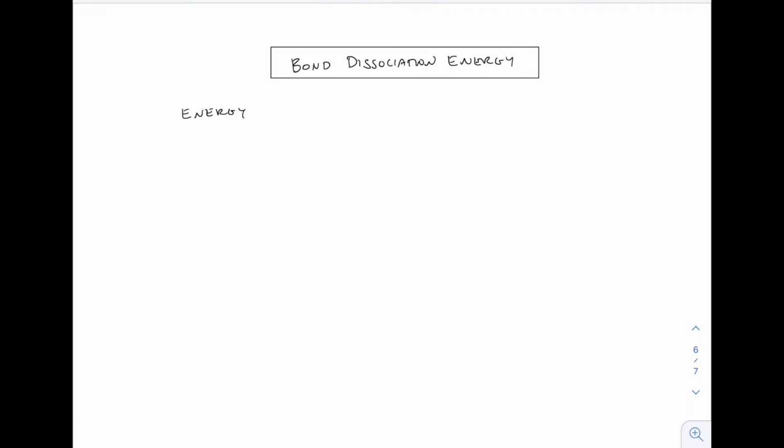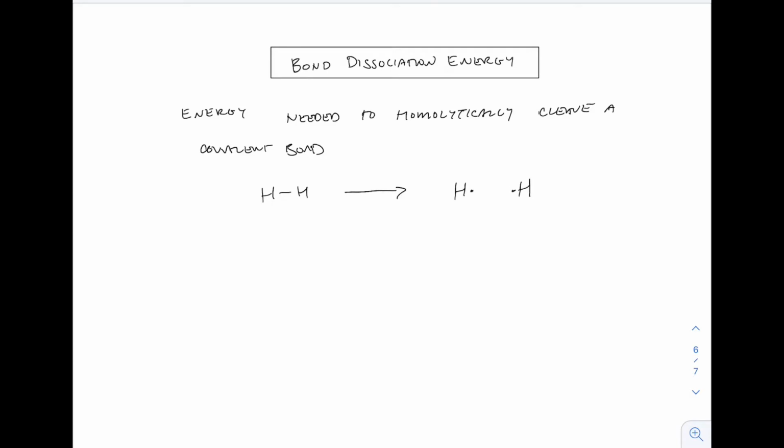Today we're doing bond dissociation energies. This is a real quick video because we've done this before in general chemistry, so it's not too in depth. But if you have questions, of course, let me know. The energy needed to homolytically cleave a covalent chemical bond is the definition of bond dissociation energy. For example, we've got H2, so the H-H bond.